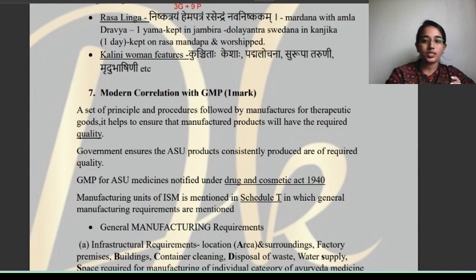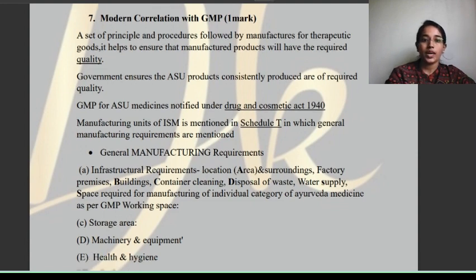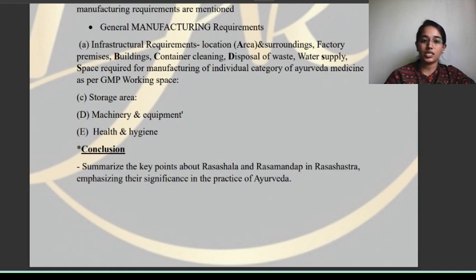Okay, so you can mention some points regarding the GMP, which we will explain in detail in the coming videos or in the class videos. Okay, so you can also correlate some points. You can write down some points regarding GMP. And then, as in conclusion, you can just summarize these key points regarding Rasashala and Rasamanda, emphasizing the significance in the practice of Ayurveda, and then you can complete your answer. So, this helps in comprising the answer for a 10-mark question, help you to score good marks, and also the examiner may feel that you are aware of the subject or you are aware of the answer very well. Okay, so ensure that your answer is clear, concise, and well organized or well structured.